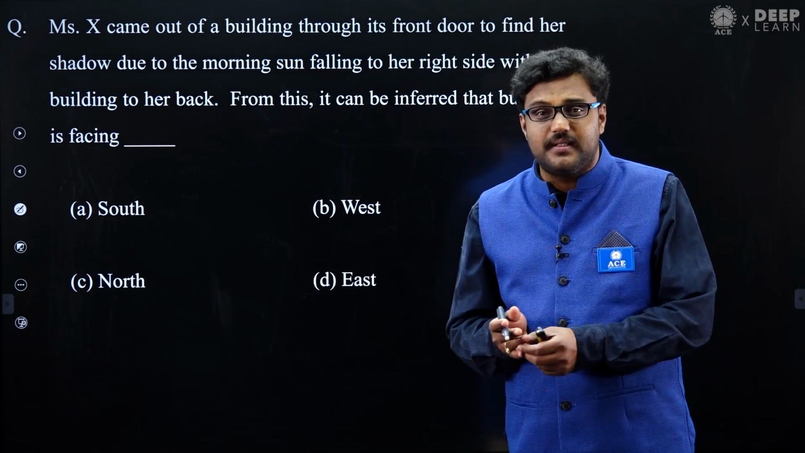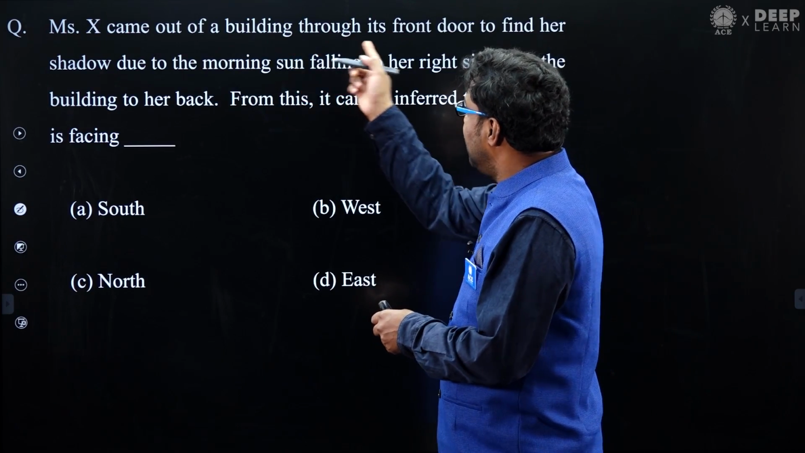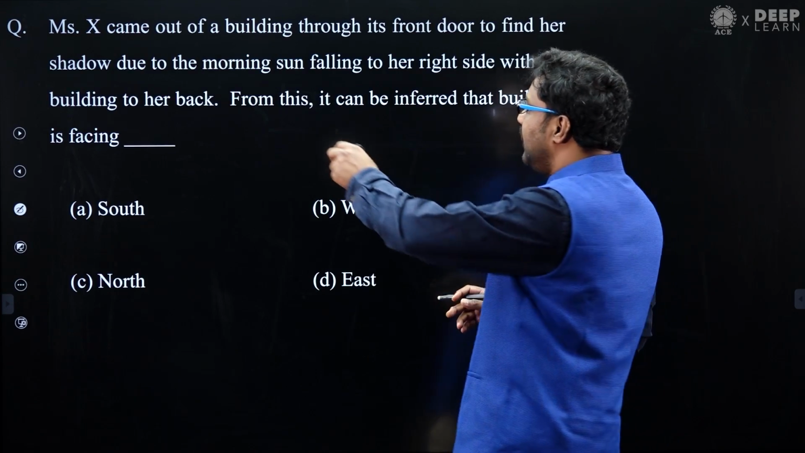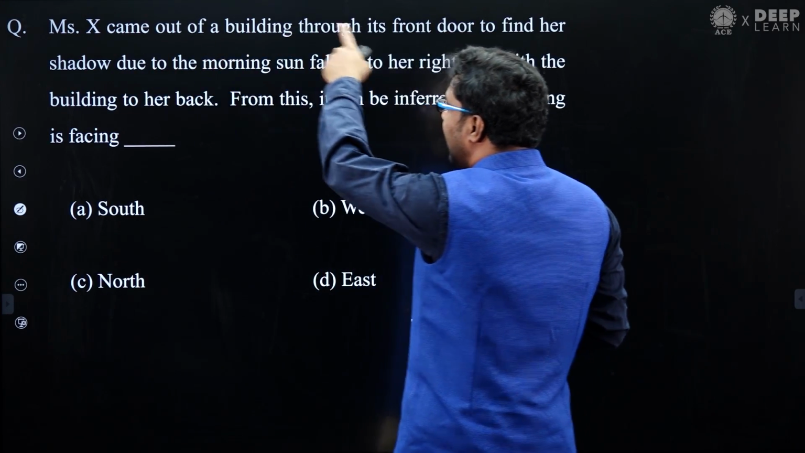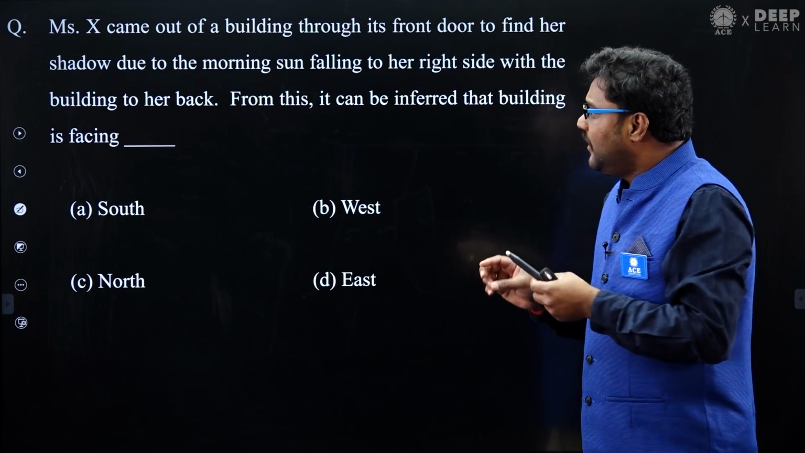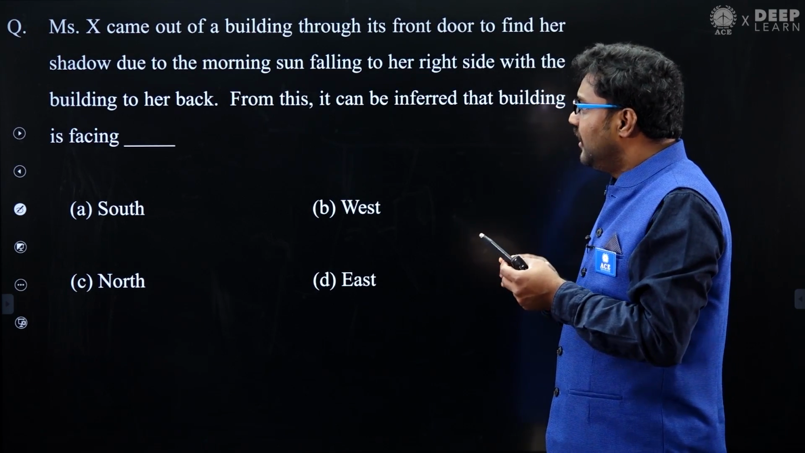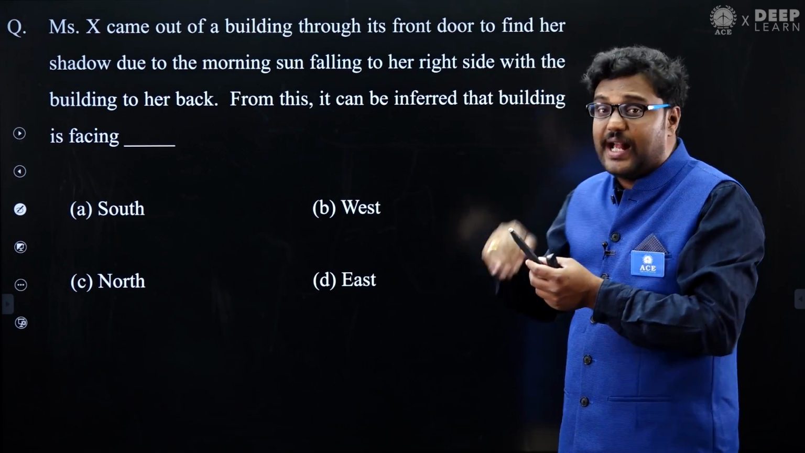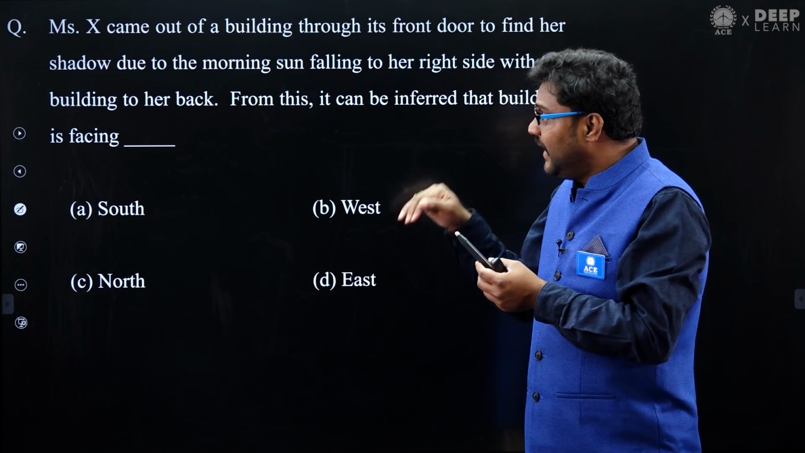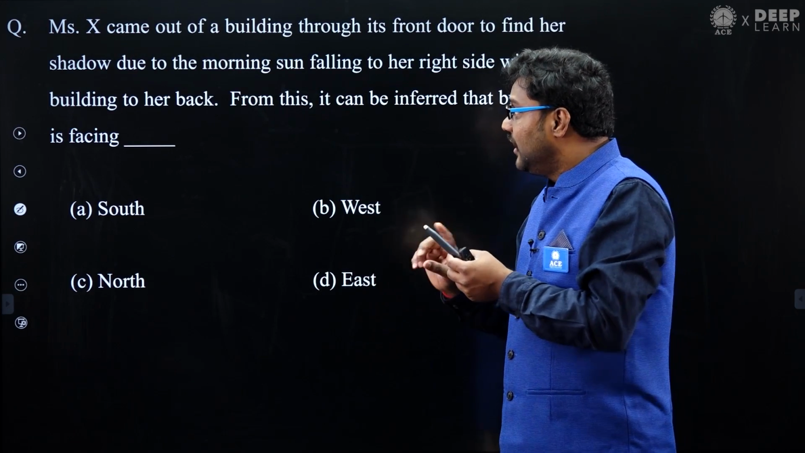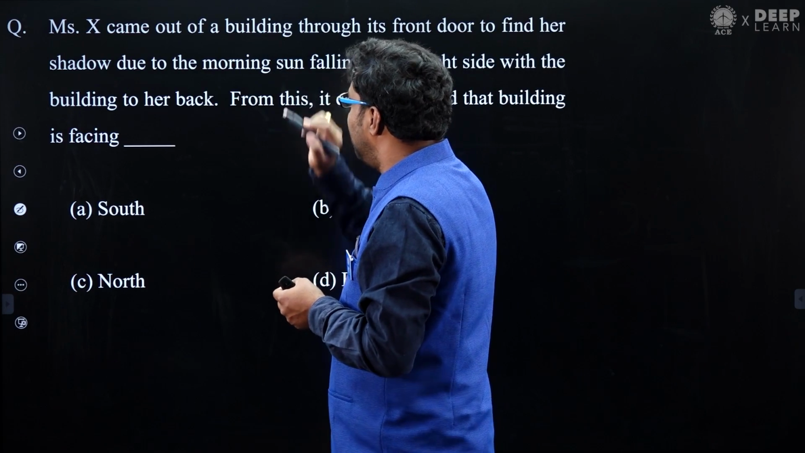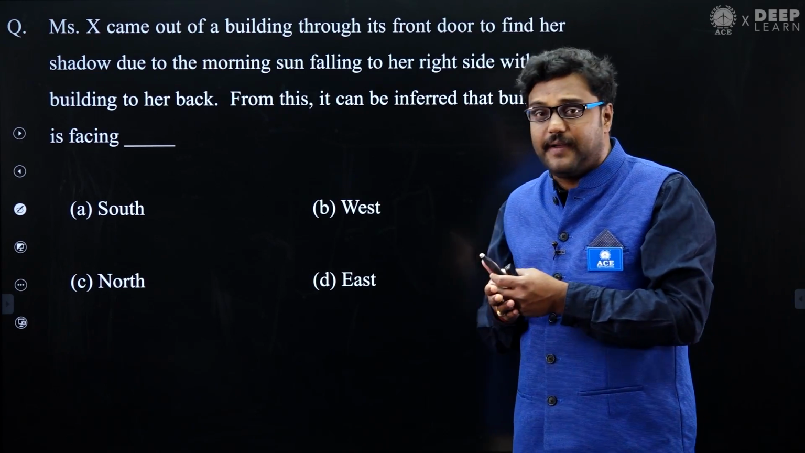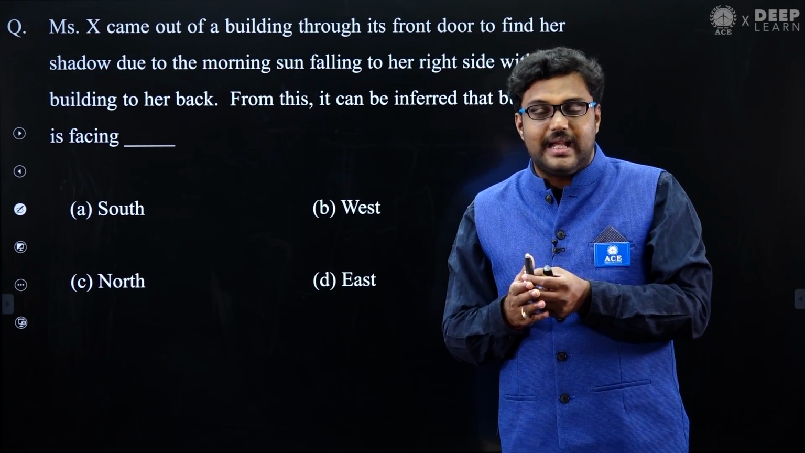Now here, my dear friends, as this is a continuous sentence, they didn't give any comma or full stop. This is a continuous line. Here there is an issue. What people are confused about is, okay, Miss X came out of the building, fine, to find her shadow due to the morning, and if they put the comma, sun falling to her right. People have doubt whether the sun is to her right or the shadow is to her right.